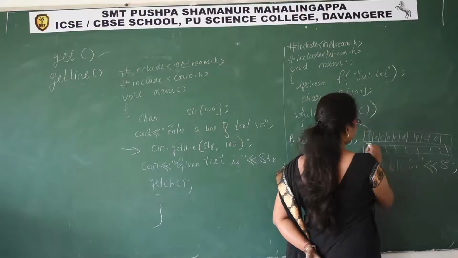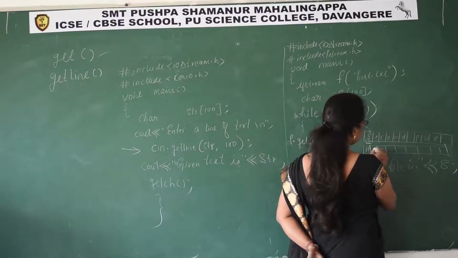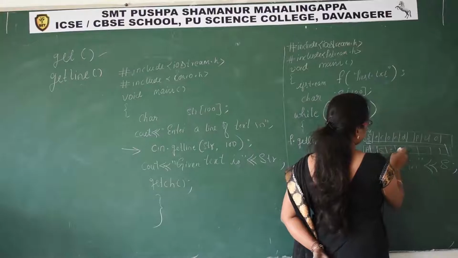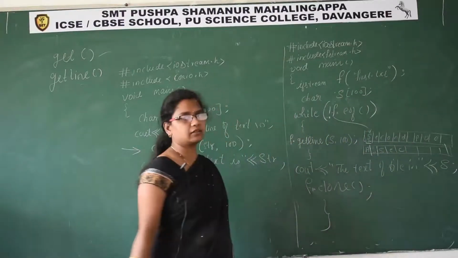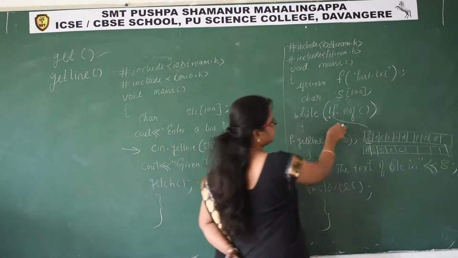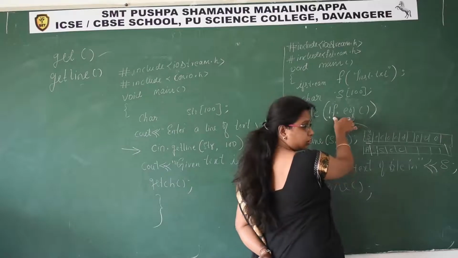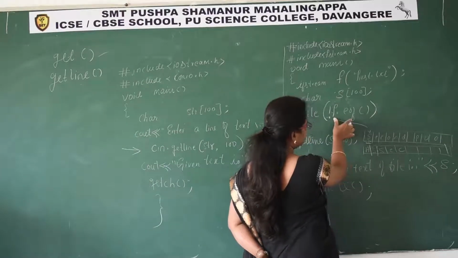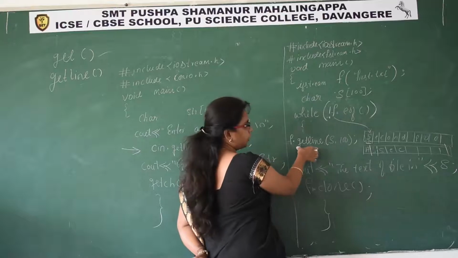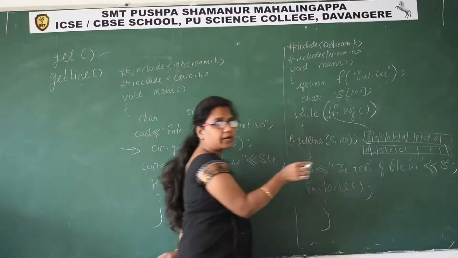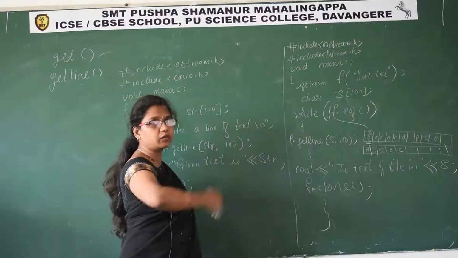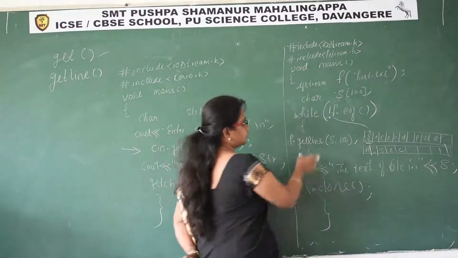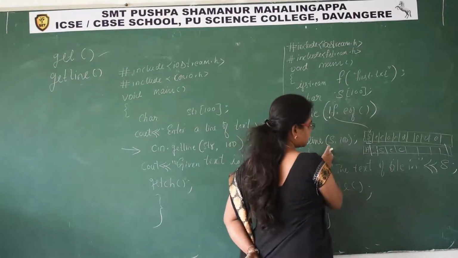Second PUC, A section, second line. So first it checks whether it is end of file or not. No, it is not end of file. Then it reads a line of text, until the end of line comes. That will be stored in s.